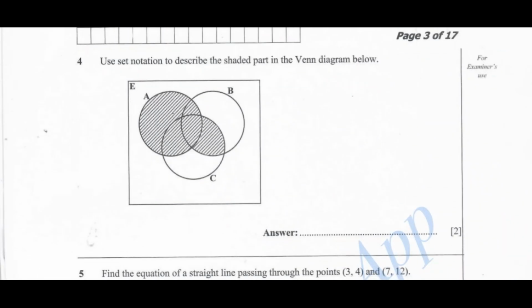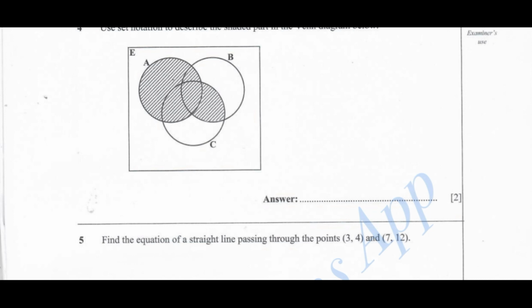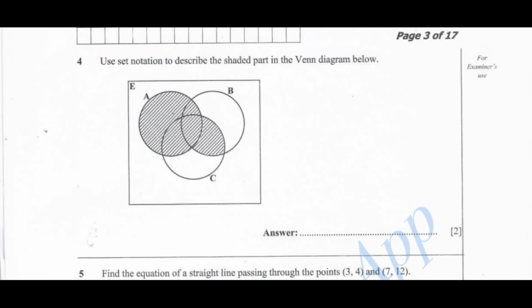Now we move on to question 4. Use set notation to describe the shaded part in the Venn diagram. Let's look at the relationship between B and C, because we know that A is shaded. A is shaded. Then let's look at B and C. For B and C, it's the intersection. It's the intersection of B and C.